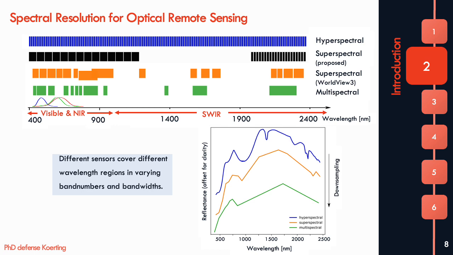Some intermediate is the superspectral range, and here you can see in orange the WorldView 3 satellite sensor band setting, and in black my proposed band setting. Superspectral imagery is a term loosely describing imagery that collects in between 15 and around 100 bands, but the incident light is also collected in a small number of specific wavelength ranges.